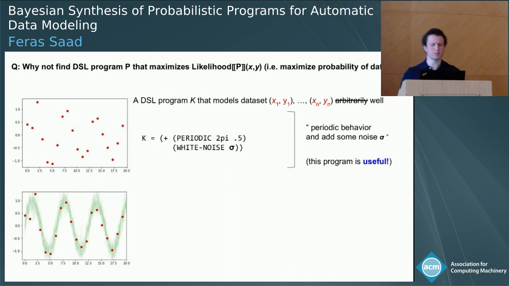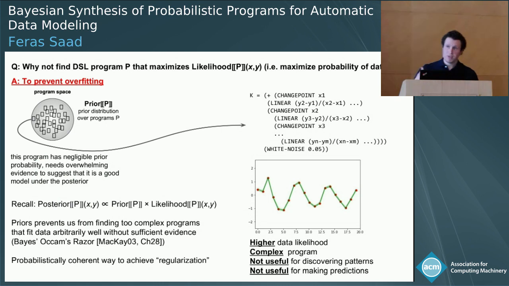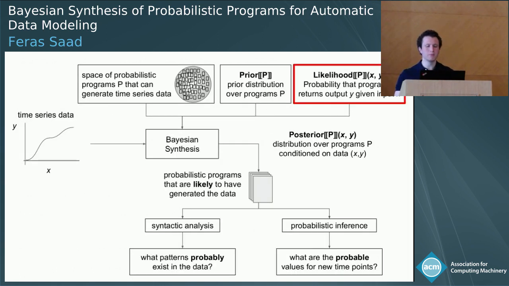On the other hand, a much simpler program is one that says there's some periodicity and some noise, and this program, in fact, with the periodic structure, has a lower data likelihood, but it's simpler and it's much more useful than the highly complicated program that's simply interpolating between the observed data. So by having a prior distribution, we can prevent overfitting. And what this lets us do is not focus on probabilistic programs or DSL programs that are too complex without there being sufficient evidence. Now, this argument can be made rigorous, but the intuition here hopefully is clear.